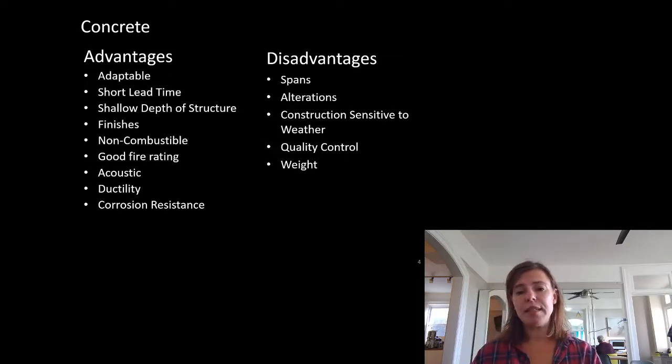Concrete has some real disadvantages. It doesn't have long spans. We're limited by a few things. We're limited by our formwork and our supports.